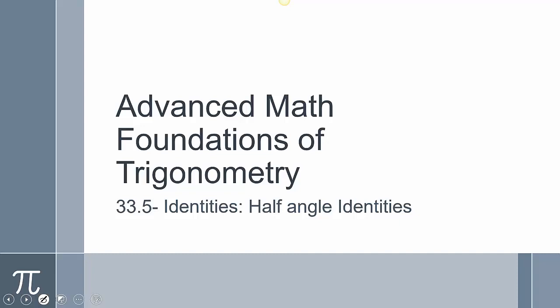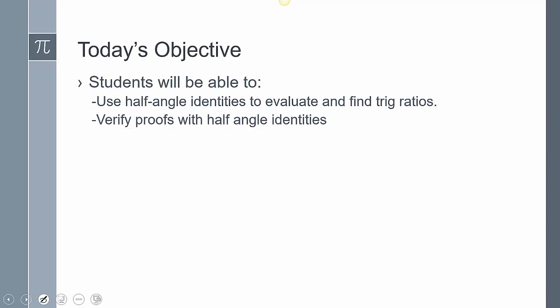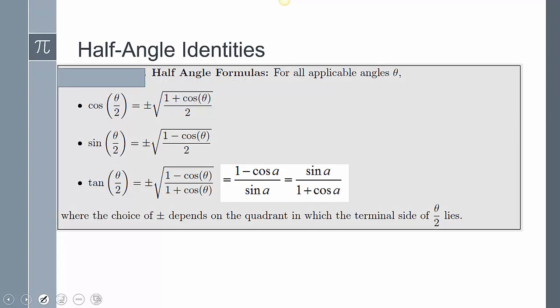Today is going to be 33-5, and we're going to look at half-angle identities. So we're going to use half-angle identities to evaluate and find trig ratios and verify proofs with those half-angle identities. So these are the half-angle identities, and they apply for all angles of theta.